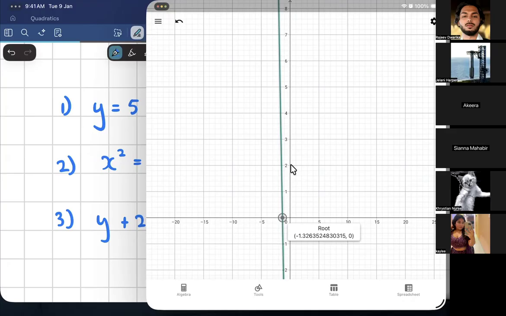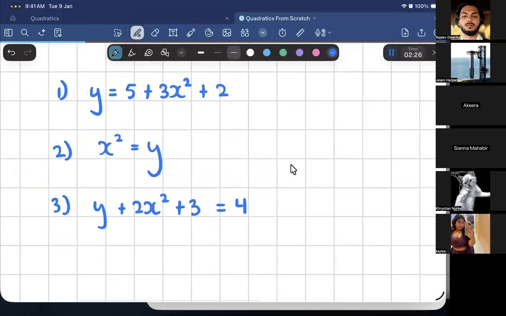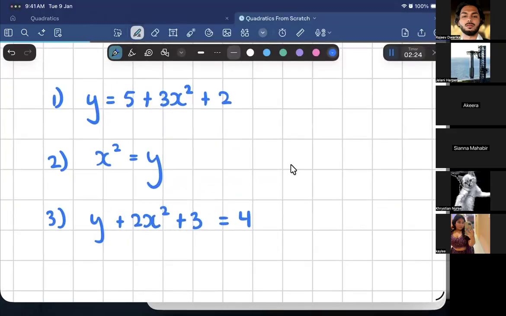Alright, so send me a message on WhatsApp, or private message me on Zoom and tell me which ones are a quadratic or not.